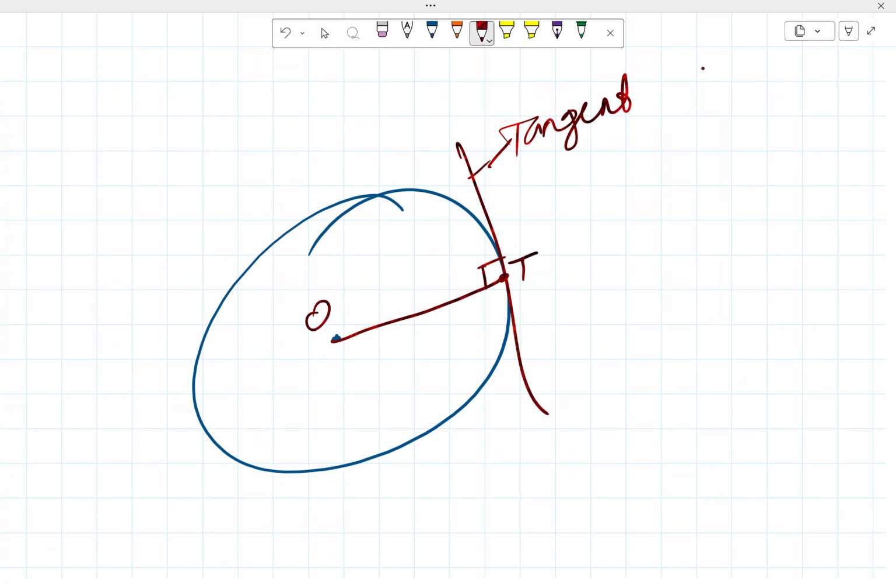So if the tangent is at point T, even if we go by contradiction and assume that OT is not perpendicular to the tangent line at T, we drop a perpendicular from O to the line, meeting it at M.